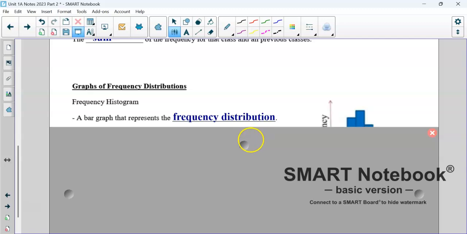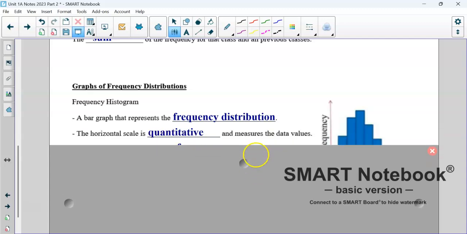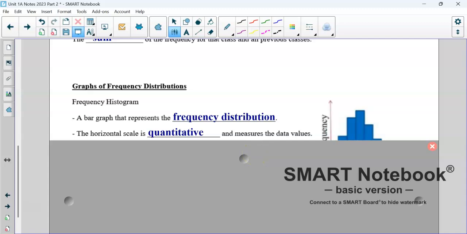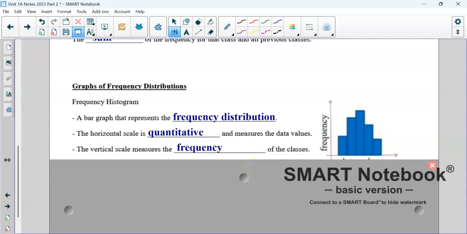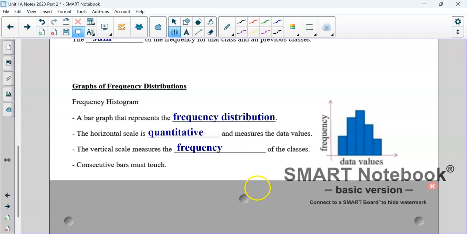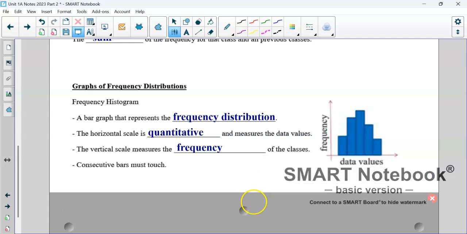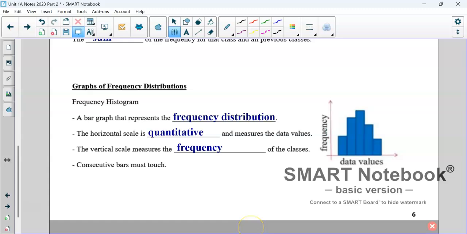And then we get into frequency histograms, okay, which is kind of like a bar graph, except they're all connected. So a bar graph that represents frequency distribution. Horizontal scale is quantitative and measures the data values. The vertical scale is the frequency, how many there are, and they must touch because it is a histogram. So you could easily turn what we just did into a histogram by just putting the numbers at the bottom and then counting up on the side.